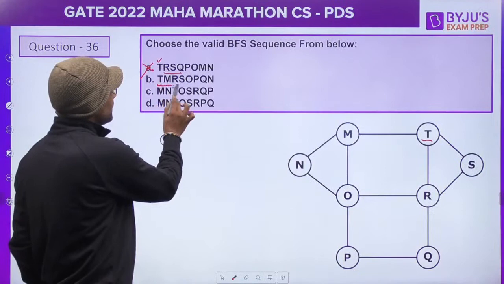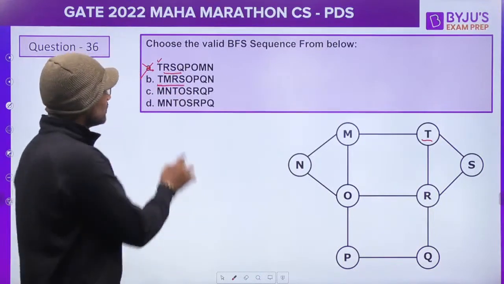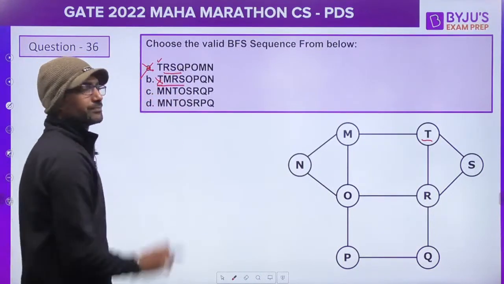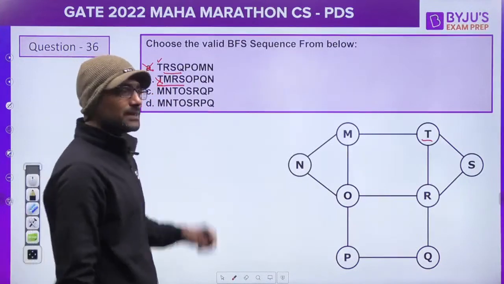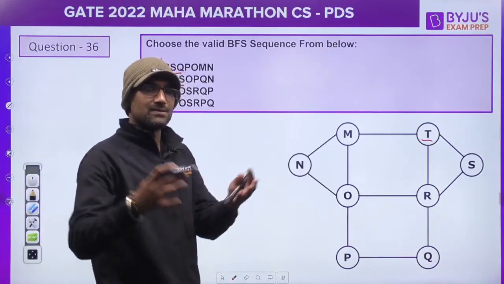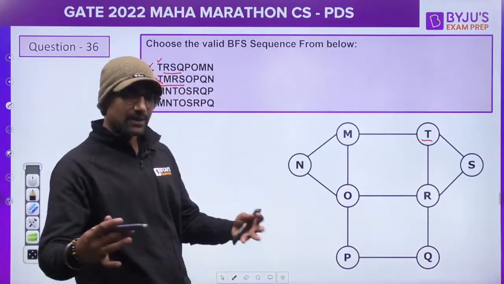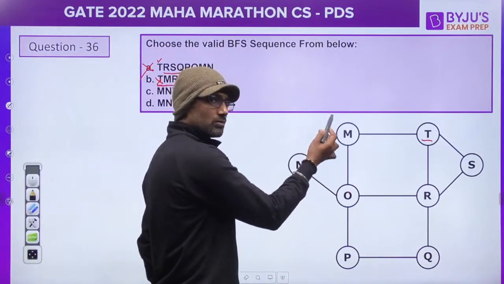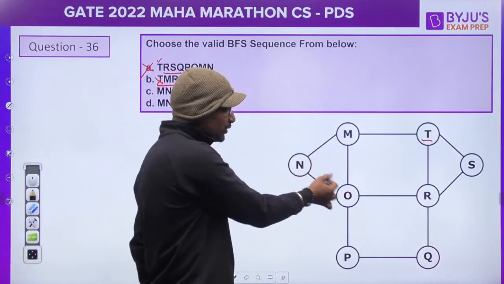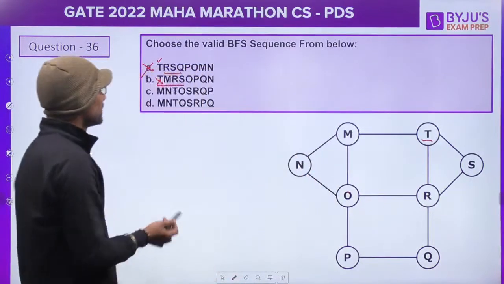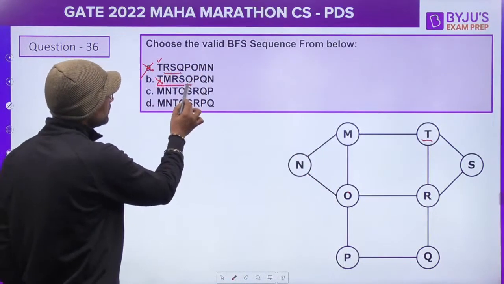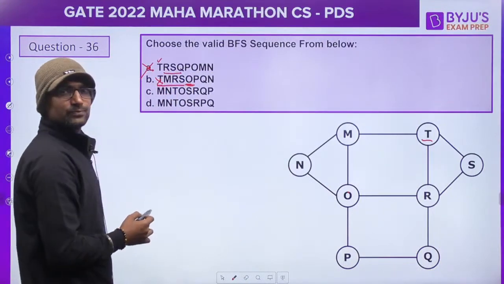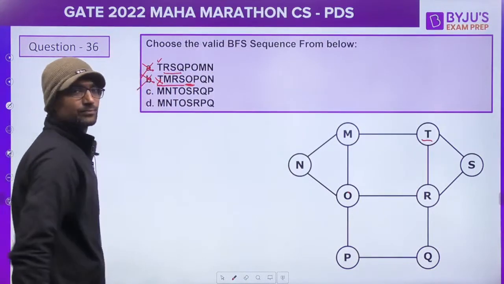Selected T, so M, R, S are covered. So T's siblings are done. Now M's siblings should be covered. Siblings means directly connected nodes: N, O. T is already done, no? So the new nodes are N and O, in any order you can take. Do you have N and O? No. So it is wrong.